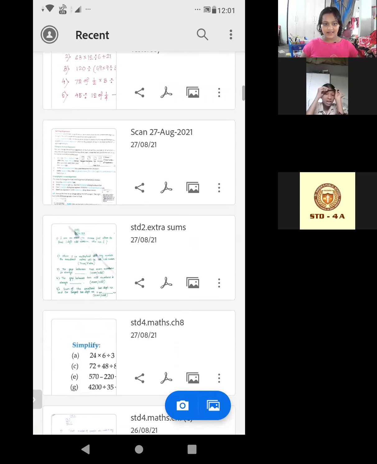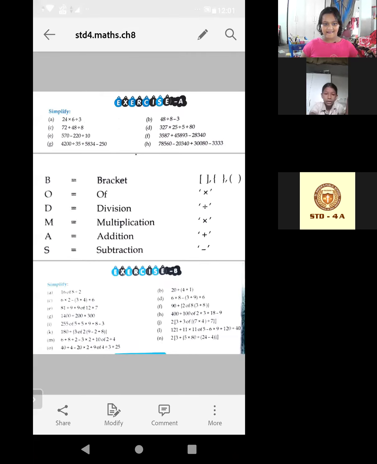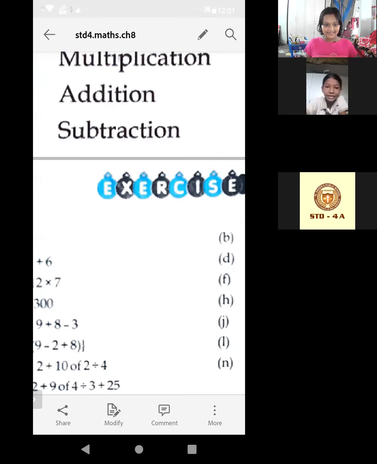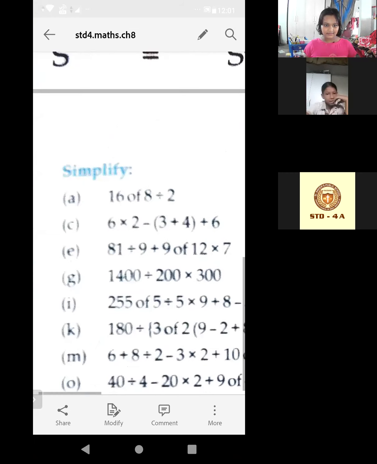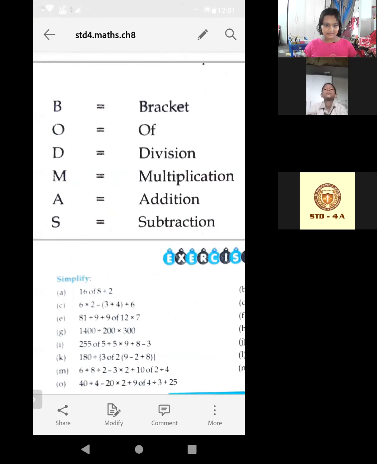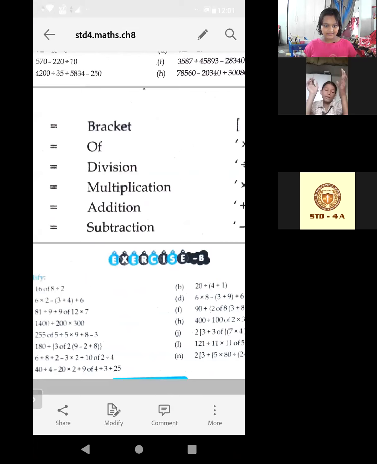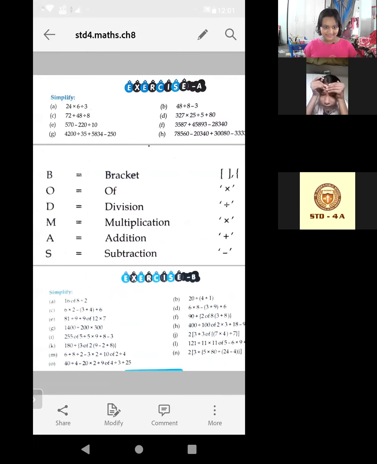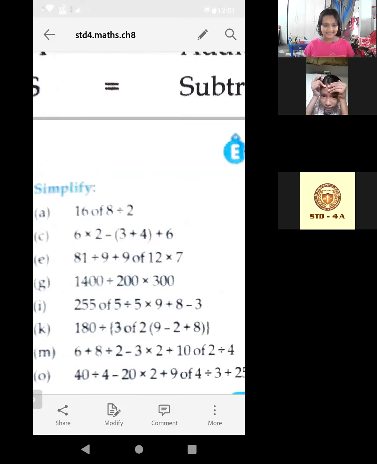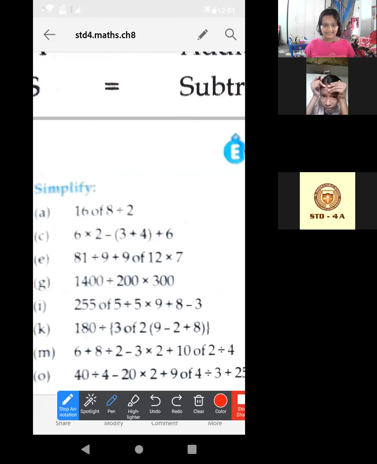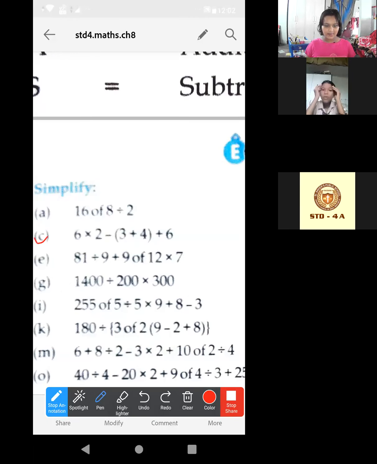All of you are able to see the screen? Exercise B. Yes, ma'am. The first one and second one, A and B, I am not going to do. I'll do from C.